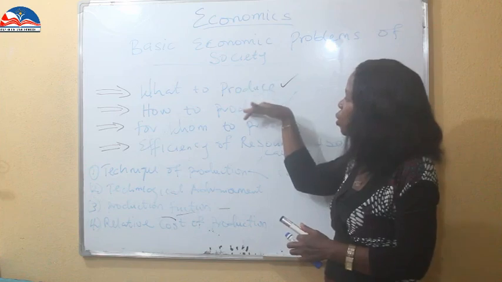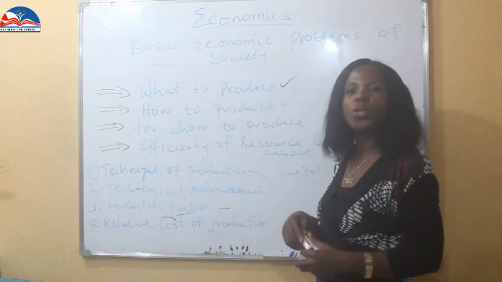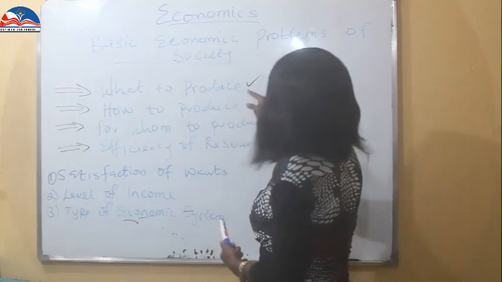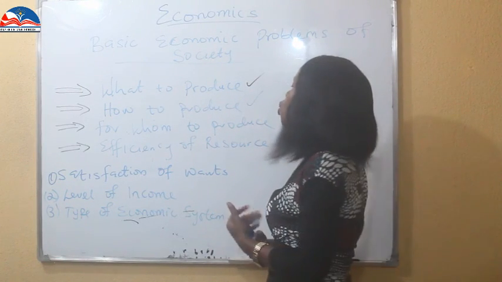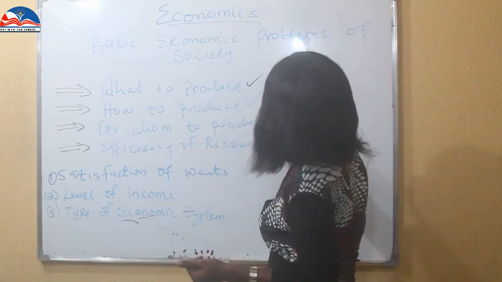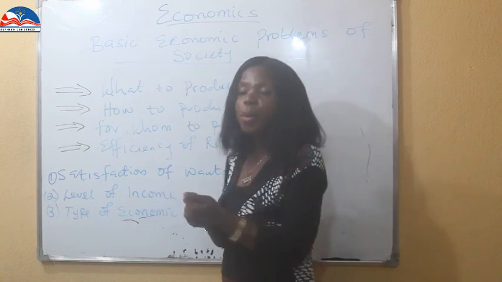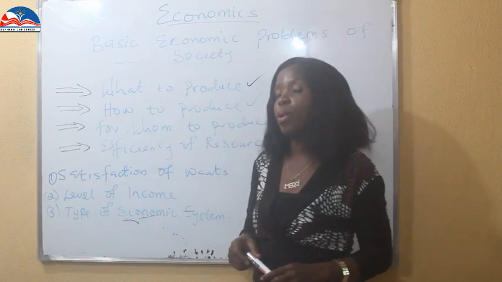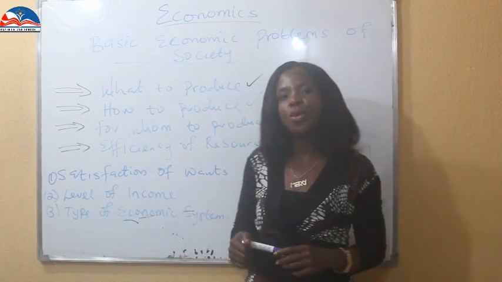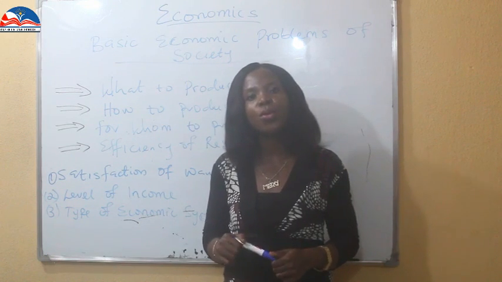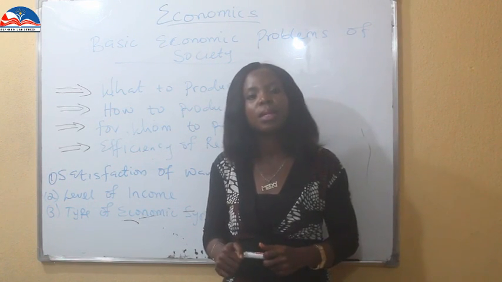Now we're going to the next one, for whom to produce. After you have dealt with these two, who are those you are going to think about in your production? Now we have established these two facts: what to produce, how to produce it. Now, to whom are we going to produce it, which is the third one? Remember that the production process is not complete until it gets to the final consumers.